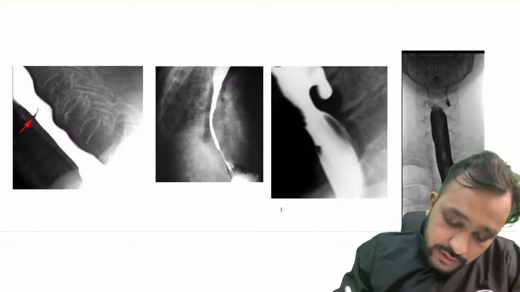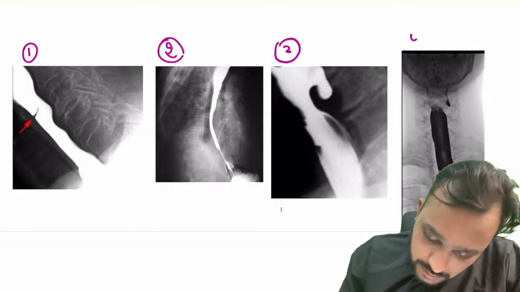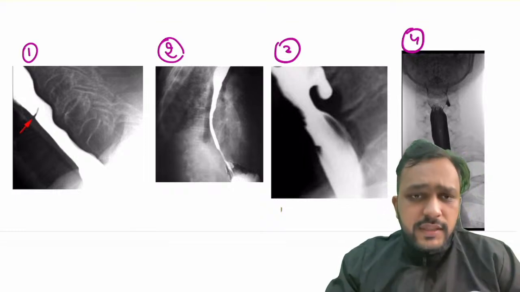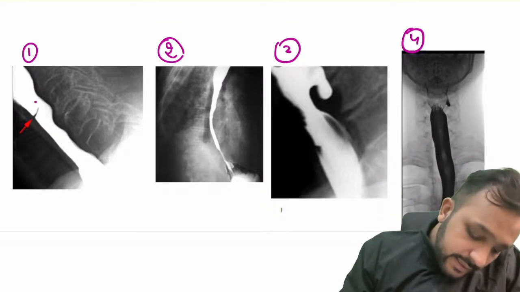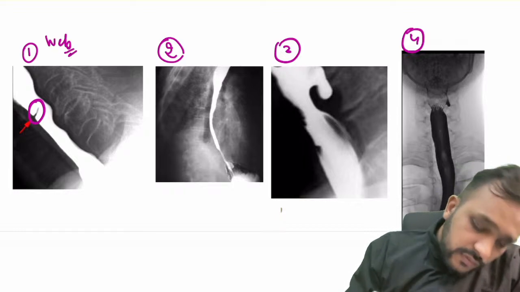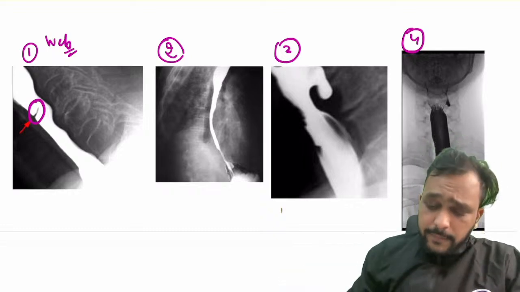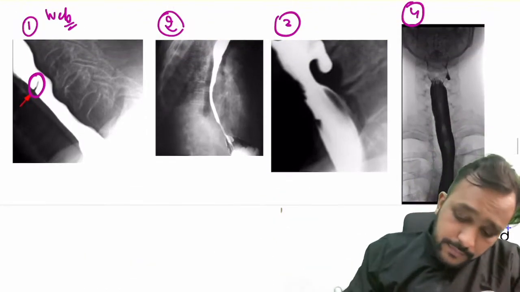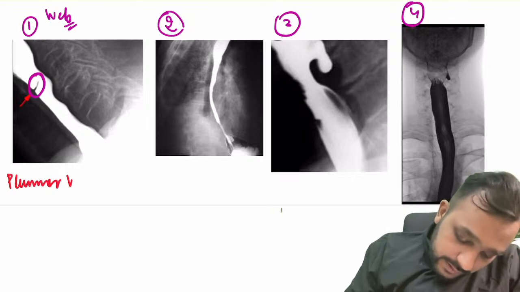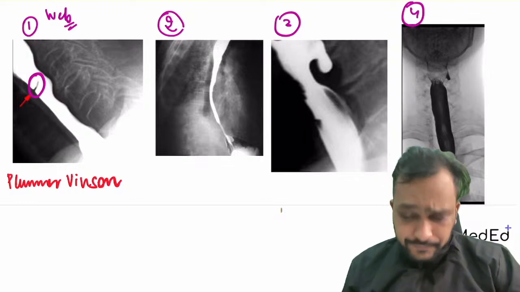Okay, so these are images 1, 2, 3 and 4, right? So in the first image we can see that there is a linear filling defect within the esophagus. This is seen in a patient with esophageal web. You should know that esophageal webs are seen in patients with Plummer-Vinson syndrome. It is associated with iron deficiency anemia and dysphagia.